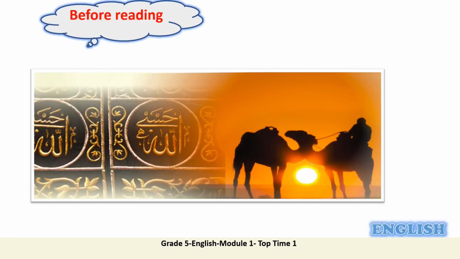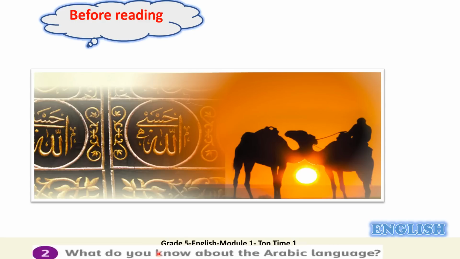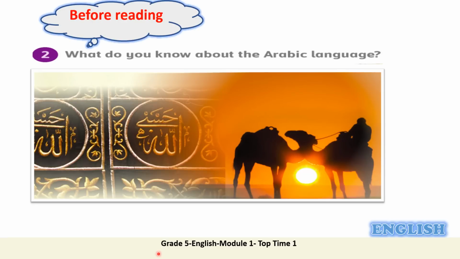Before reading the text, I want you to look at this picture and tell me, what can you see? Well, there are 2 camels and a rider. There are also some Arabic words which are written here. Perfect. I want you to tell me now, what you think the text is going to be about? It's going to be about Arabic language. Excellent. Before we read about the Arabic language, I want you to tell me, what do you know about the Arabic language?